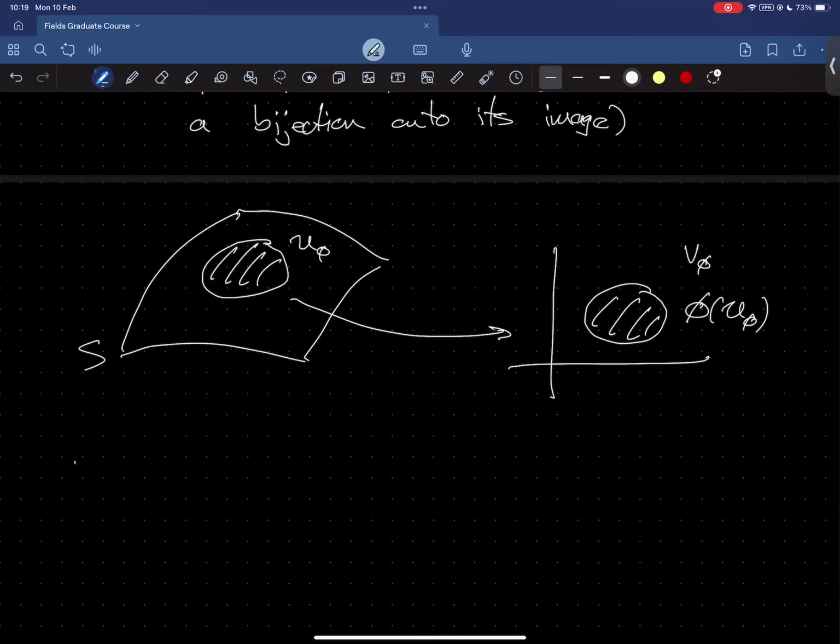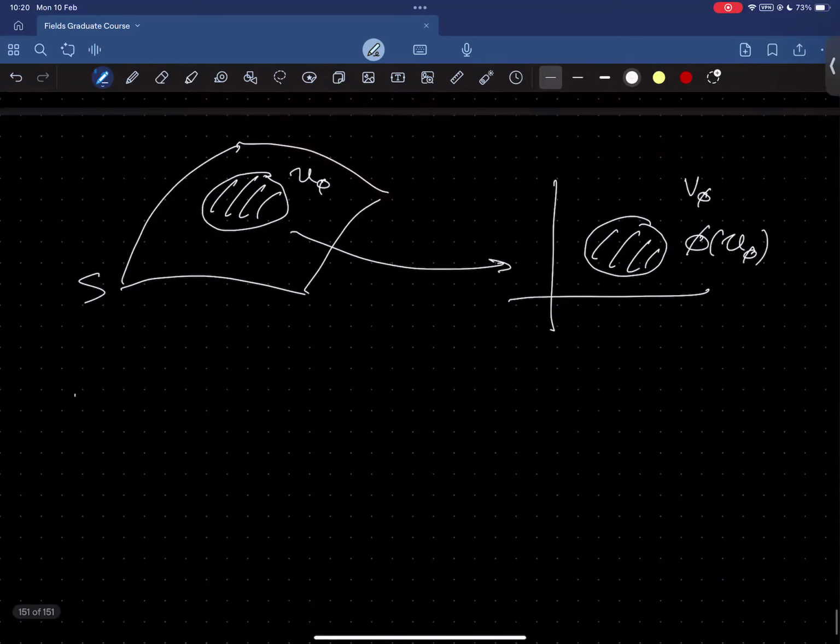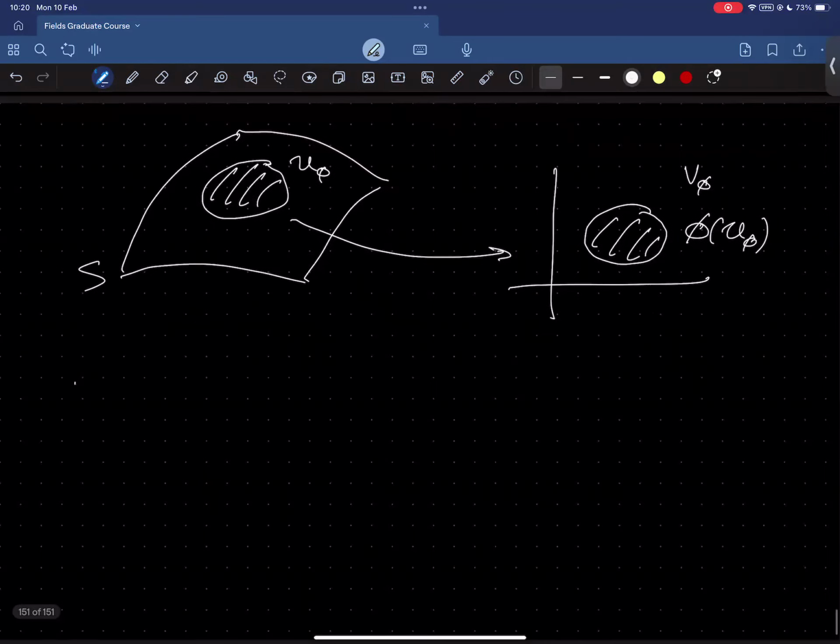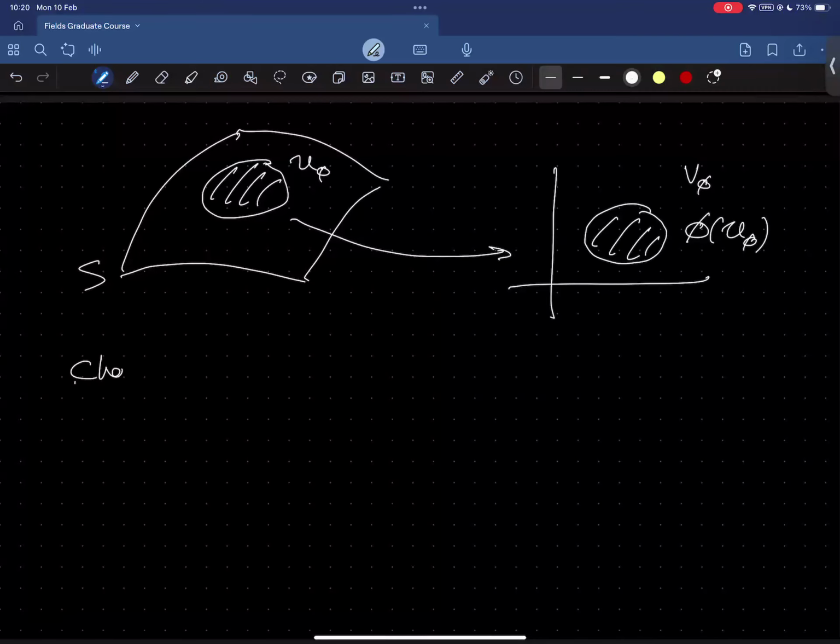So you come along and you choose a parameterization of the Earth's surface, and I come along and do a different kind of parameterization of the Earth's surface. How do we know that we're doing things that are consistent with one another? So this is the notion of compatibility of charts.